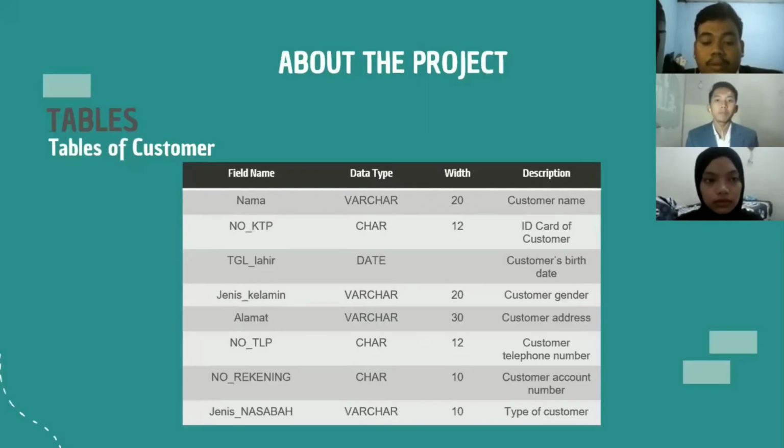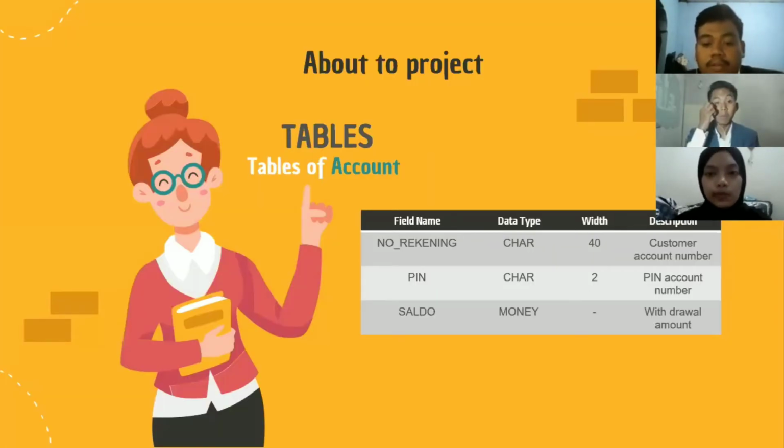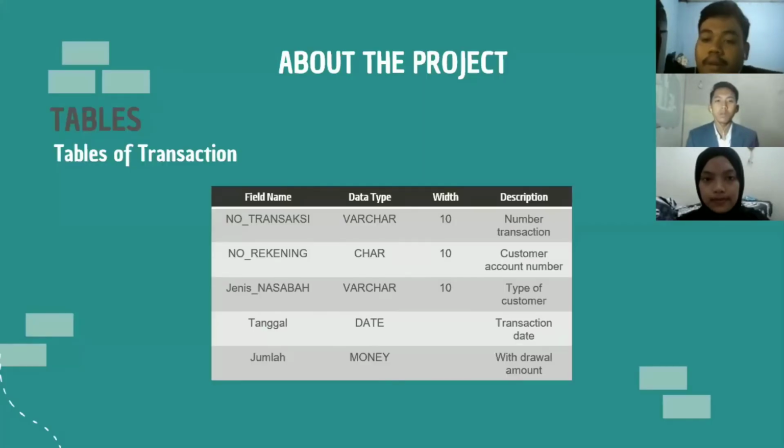The fourth is customer data. This table contains name, ID card number, date of birth, gender, customer address, telephone number, account number, and type of customer. We divide that into five types of customer, namely gold, silver, platinum, special, and titanium. And the last of my discussion is customer account data. This table contains, first, the account number with the char data type. There is a PIN with the char data type and the account balance with the money data type. Thank you. Next, Farid.